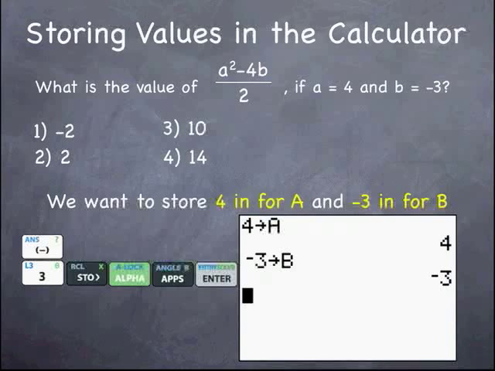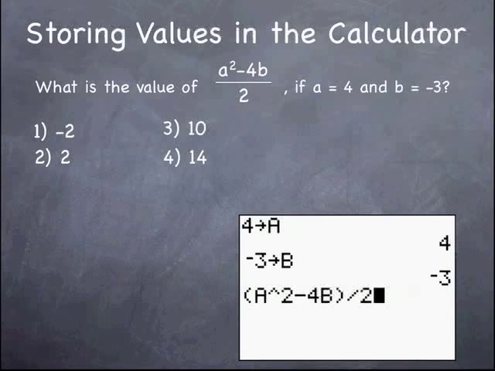Now in this case we don't need to check our choices. We just need to type in our expression in our problem. So when I type in the expression in the problem, it should look like this. A squared minus 4b, all in parentheses, because I need to put the numerator in parentheses if it contains more than one term, and then divided by 2. When I hit enter, I should come out with my answer. When I hit enter, I get 14, and I notice that 14 is choice 4.